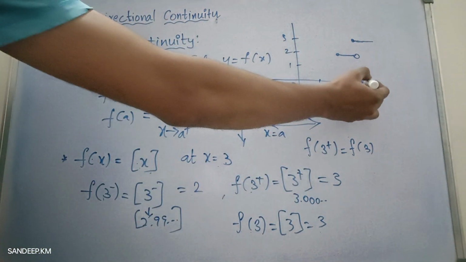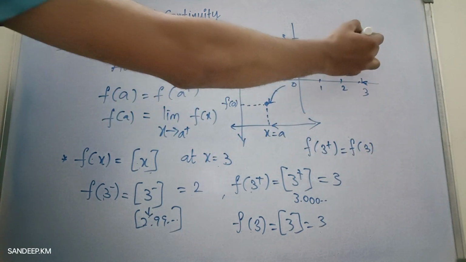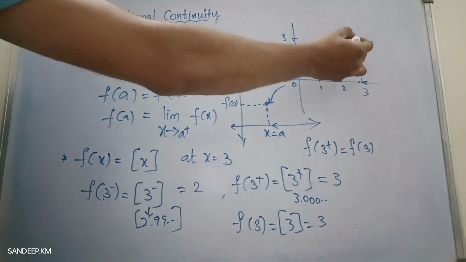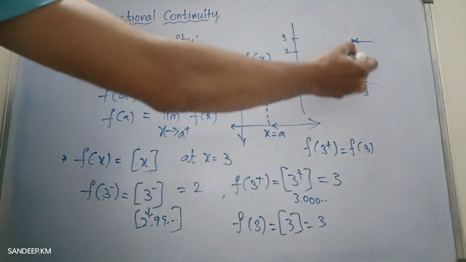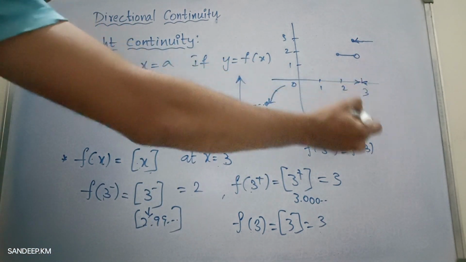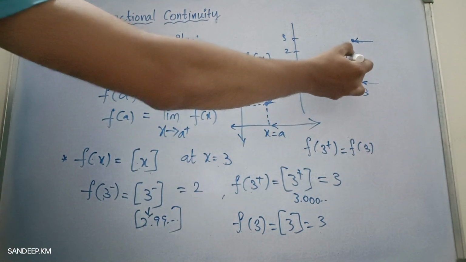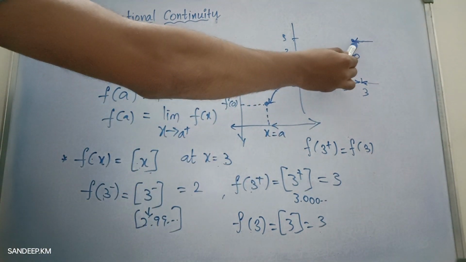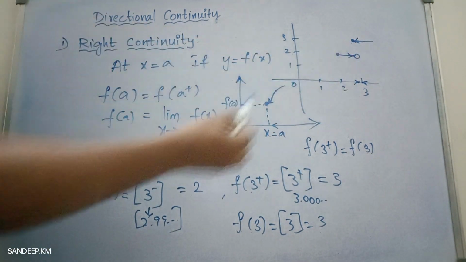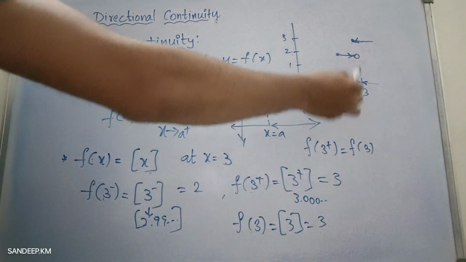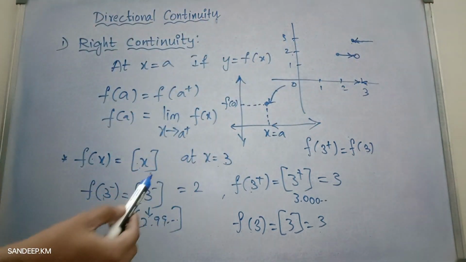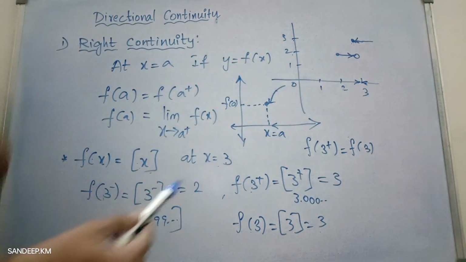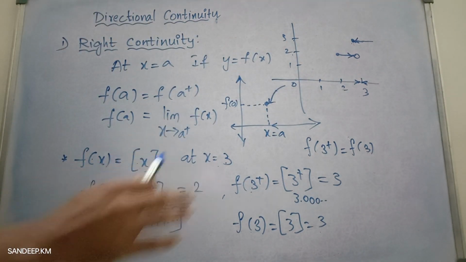When the input is approaching 3 from the right side, the step value is approaching 3. And even the value of the function is also 3. But what about the left hand limit? When the input is approaching 3 from the left side, the value is approaching 2. The left hand limit is 2, the right hand limit is 3, and the value of the function is also 3. Since the value of the function is equal to the right hand limit, we say that step x is right continuous at x is equal to 3, and it is true for all integers.